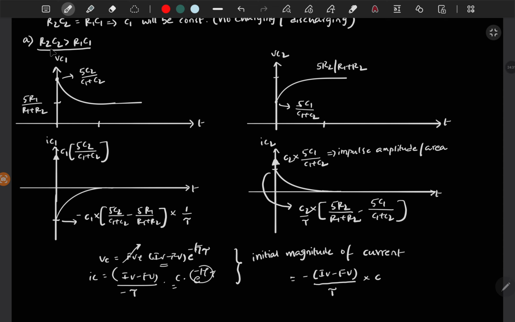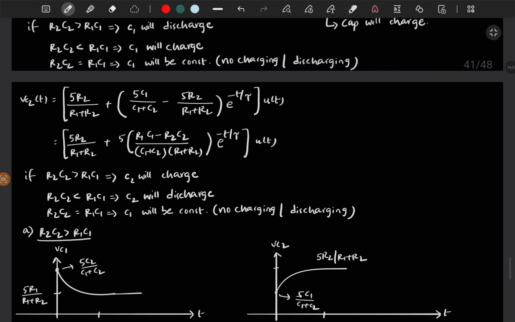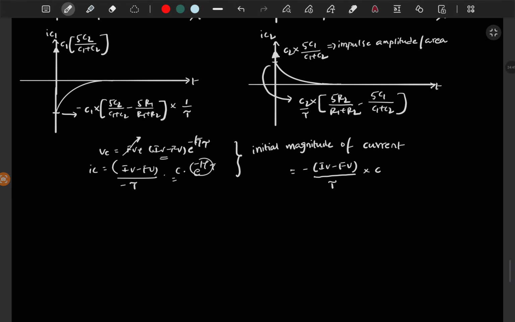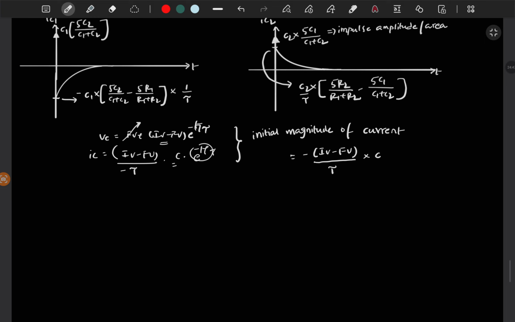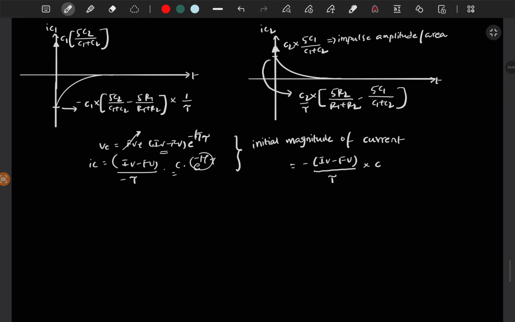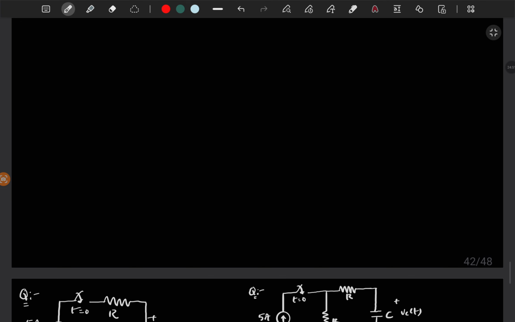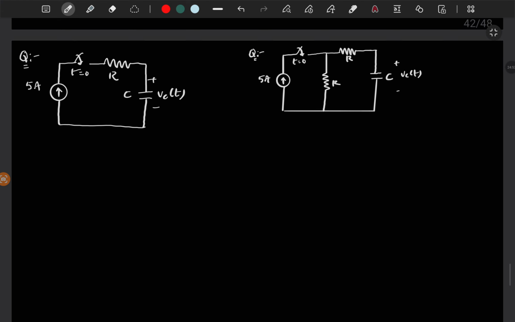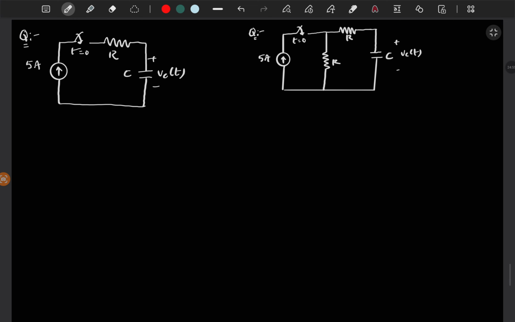What if R1C1 is greater than R2C2? And if R1C1 is equal to R2C2, then it will go to some voltage and it will stay there. So you will get a unit step function for both the capacitor voltages, and you will get impulse current for both the currents. So this is about that circuit, and we will solve some more circuits.